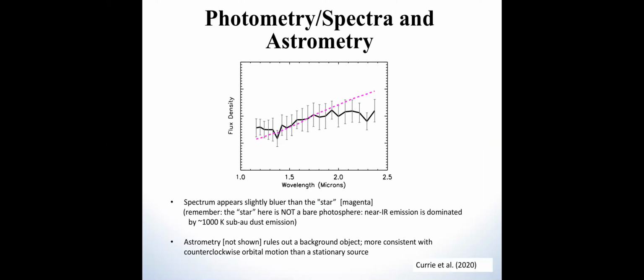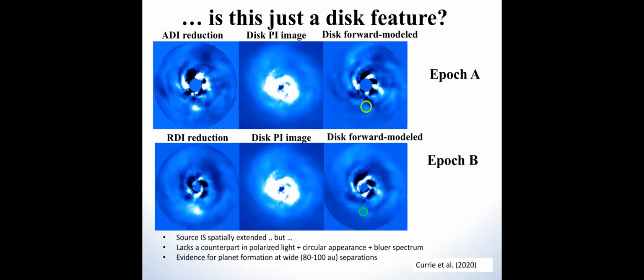Now remember here, the star is actually not a bare stellar photosphere. It's actually mostly reprocessed near-infrared emission dominated by 1000 Kelvin dust emission. Now if we combine all the epochs of data together, we can easily rule out a background object. So this is not a background galaxy. And in fact, it's most consistent with counterclockwise orbital motion than a stationary source.